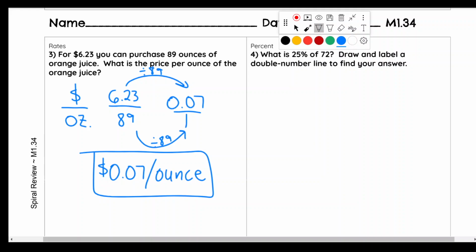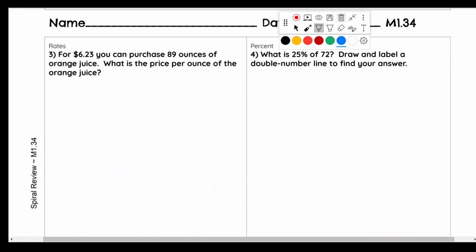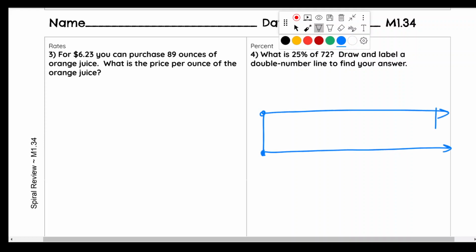All right, looking at number 4. What is 25% of 72? Draw and label a double number line to find your answer. Double number line. I have 100% on the percent line.